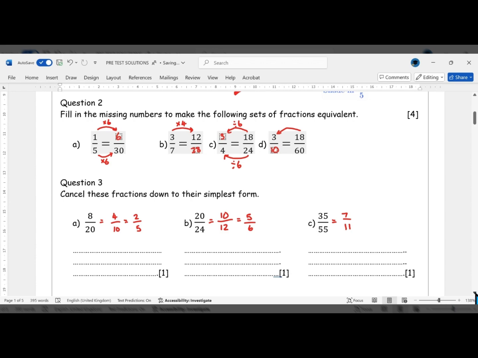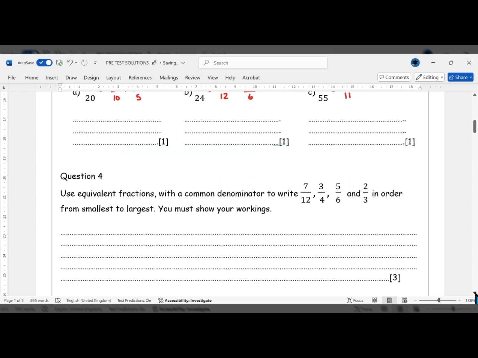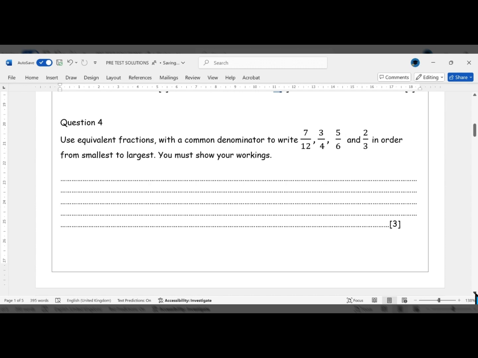Next. Question 4. Again, using equivalent fractions. They're not equivalent, right? With a common denominator, making the bottom numbers the same. So at the moment, the bottom numbers are 12. This one is 4, but I could make it 12 if I times this fraction by 3, top and bottom, to be 9 over 12.